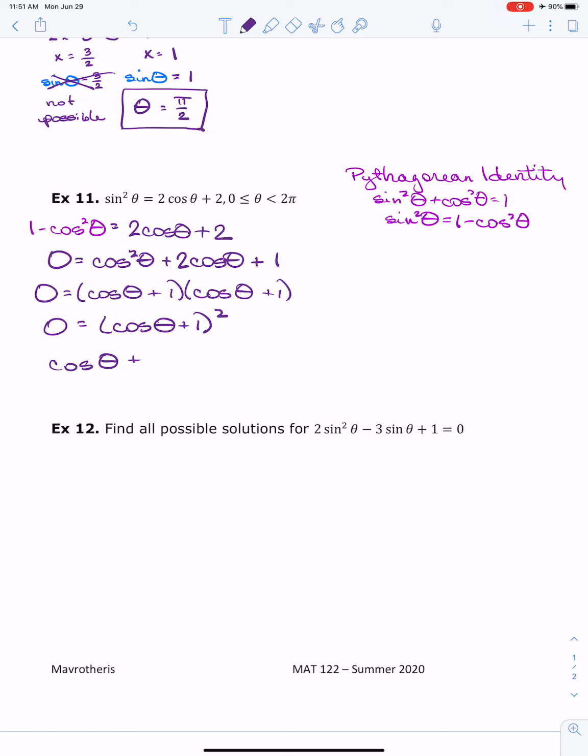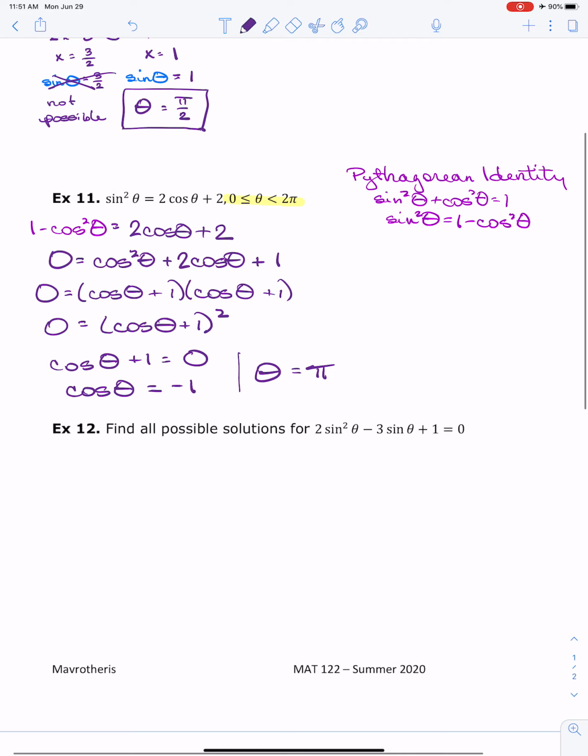That means cosine theta plus 1 has to equal 0. Cosine theta has to equal negative 1. And that happens where theta is pi, 180 degrees, halfway around the circle. Keep in mind we could have gone the negative direction, negative pi, but negative pi does not fall within our interval up here. So we want to make sure that any solution that we find lies in this 0 to 2 pi interval. And that's it for that one.